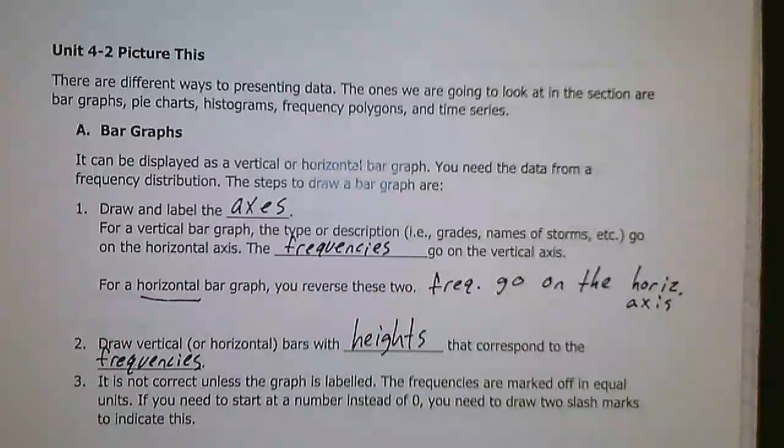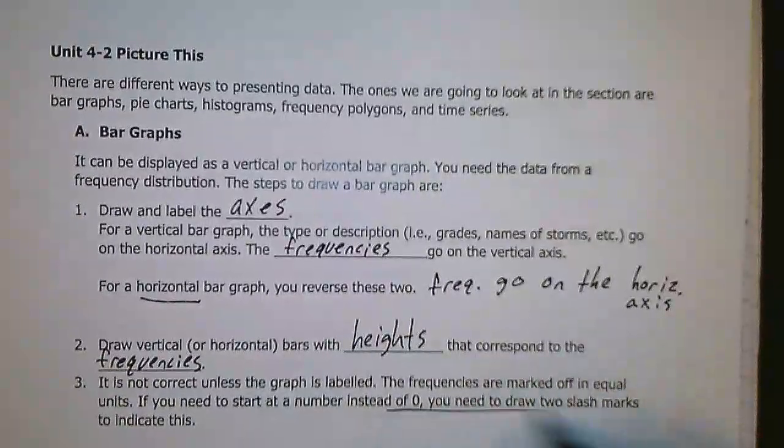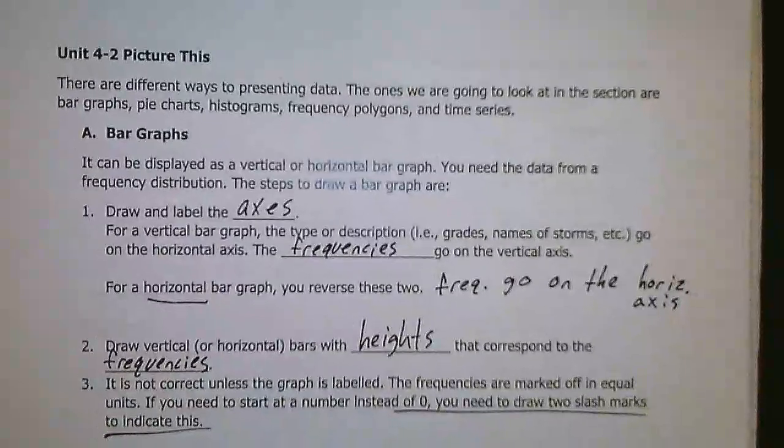It is not correct unless the graph is labeled. You must label the axes. The frequencies are marked off in equal units. If you need to start at a number instead of 0, you need to draw 2 slash marks to indicate this. So we'll take a look at one with those slash marks. Not on this first one, but eventually.